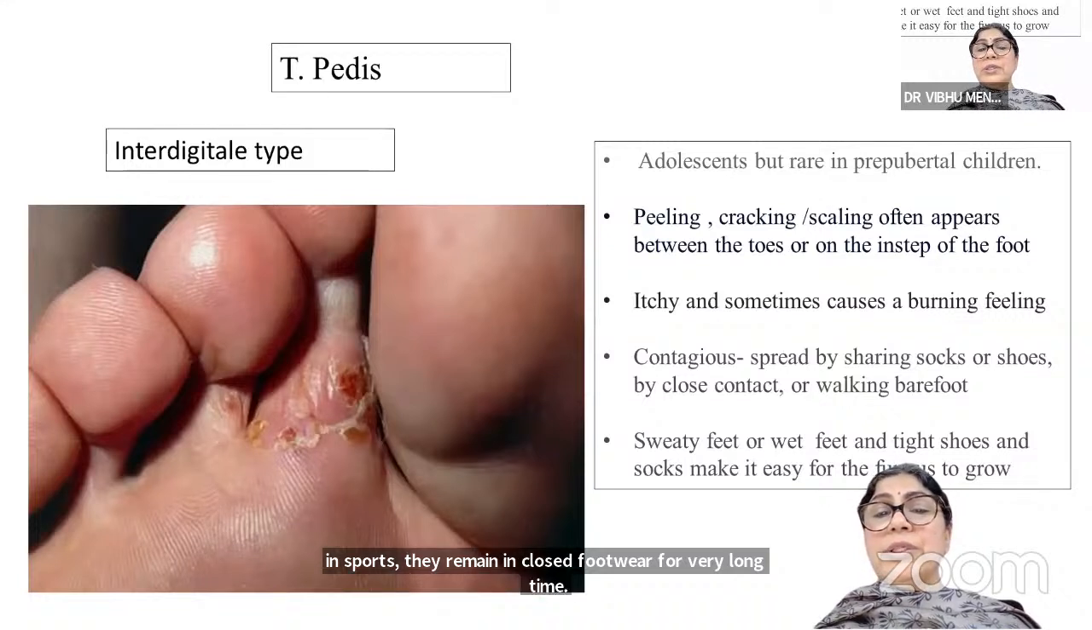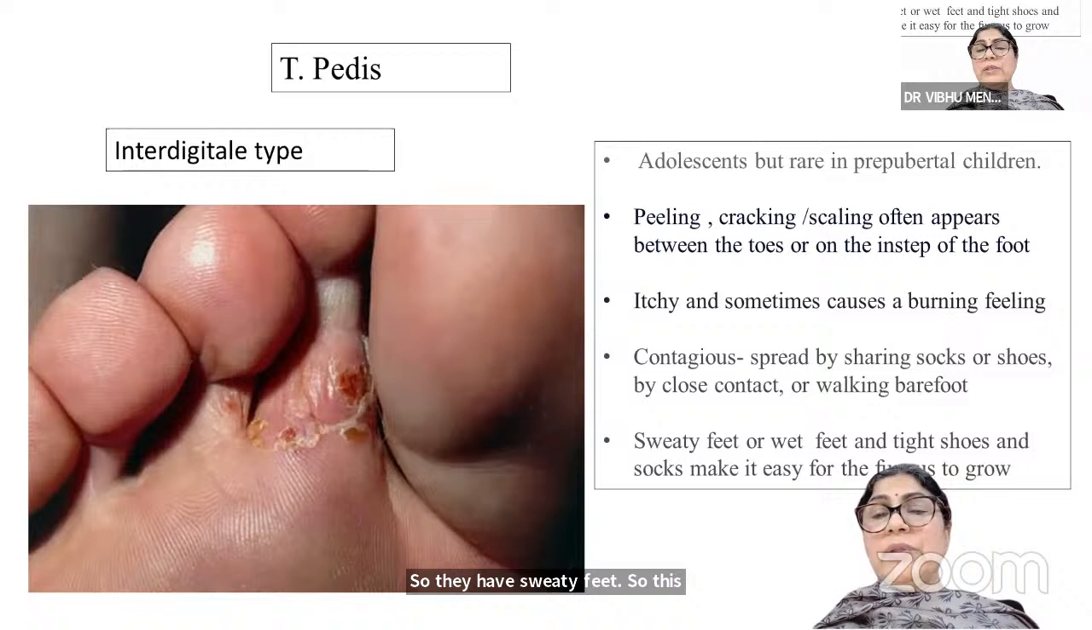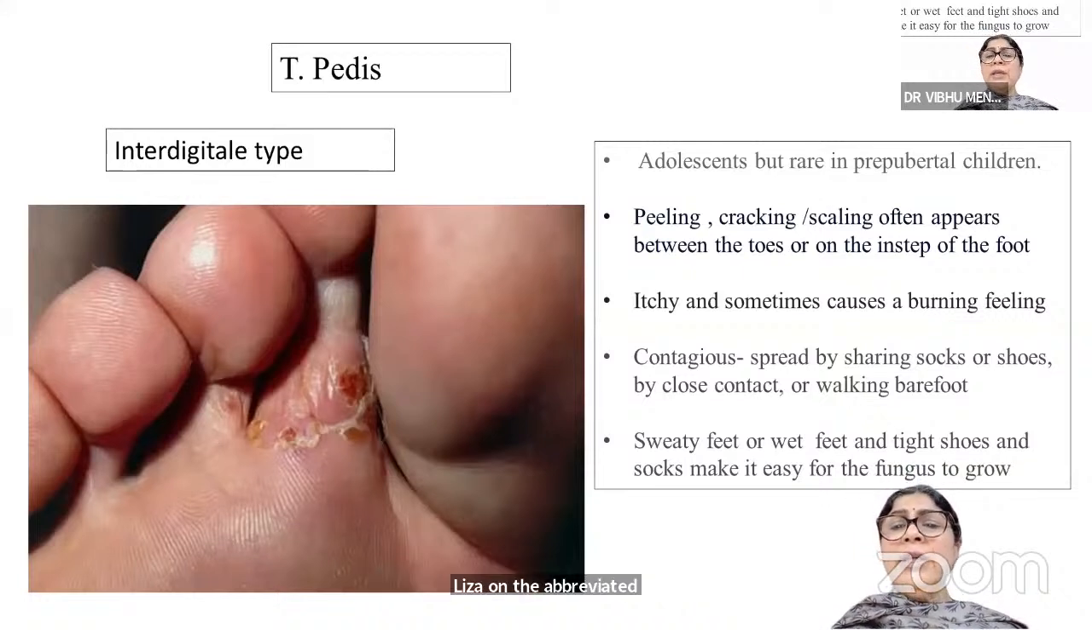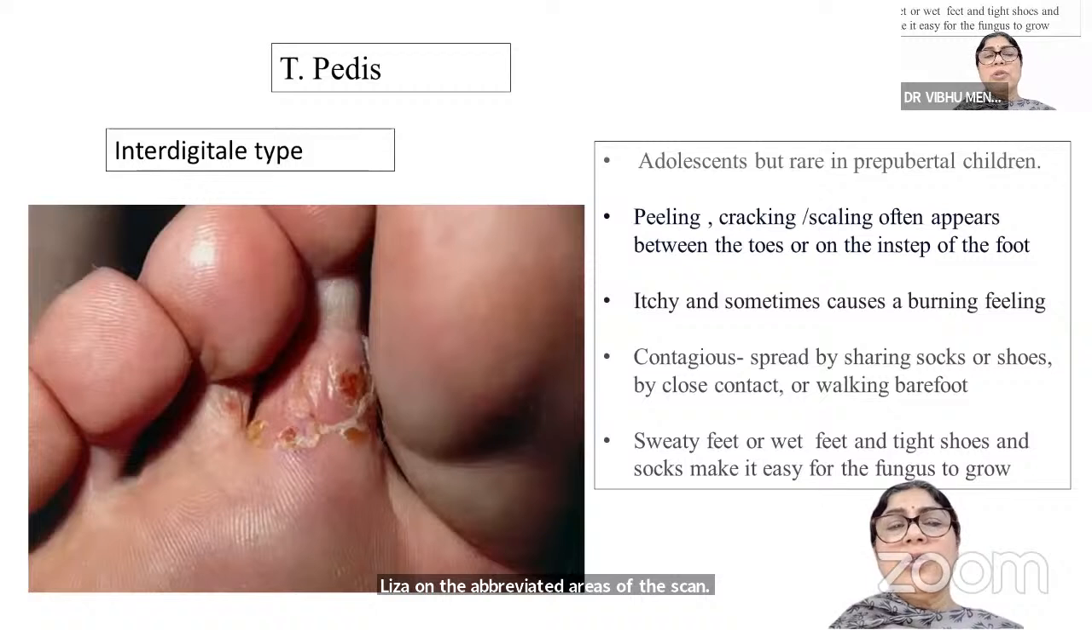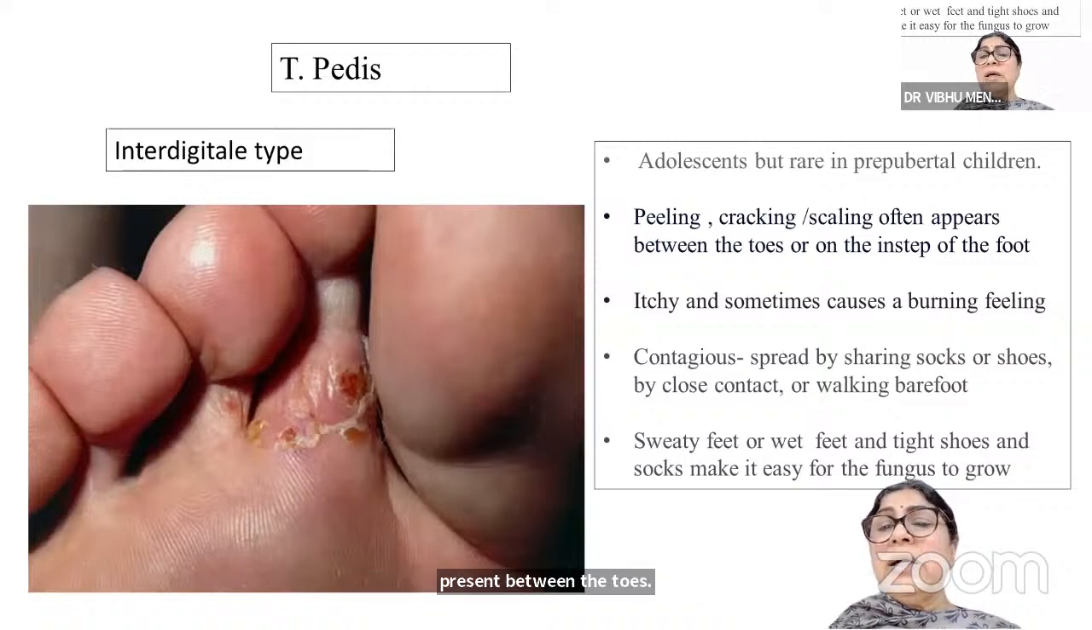So this condition we generally see in prepubertal children, and they come to us with this peeling of skin. As you can see, there is scaling, there is cracking, and there are fissures. These are abraded areas of the skin, usually present between the toes. So this variety is known as the interdigital type of tinea pedis.